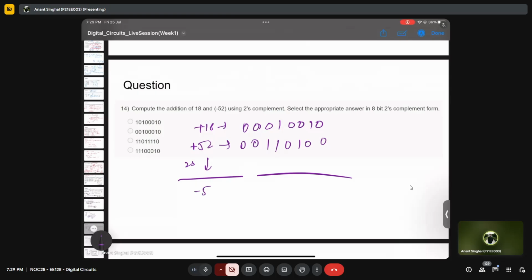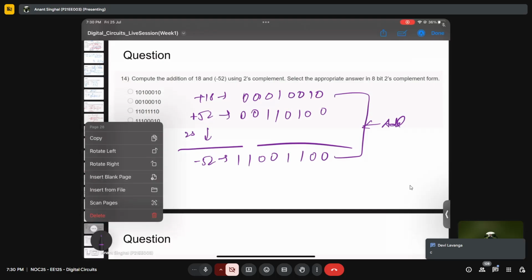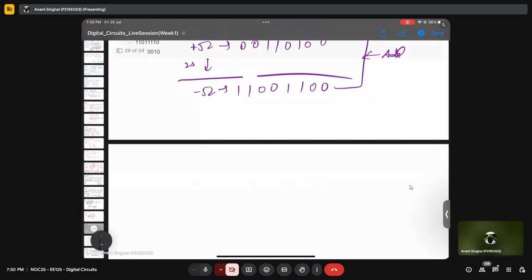So the 2's complement will be 1 1 0 0 1 1 0 0. So this is minus 52 now, and we just need to add these two, which will be your final answer. So let me do that.